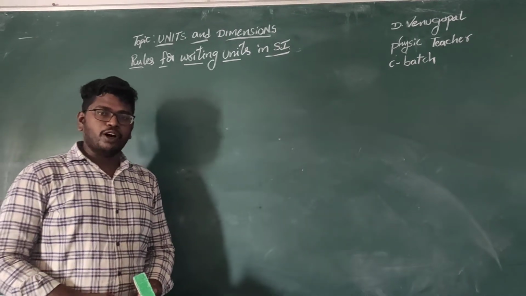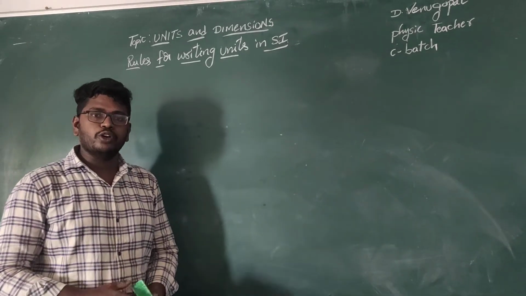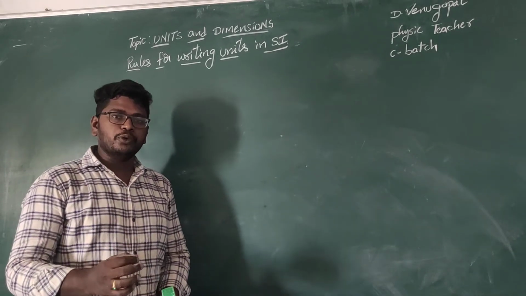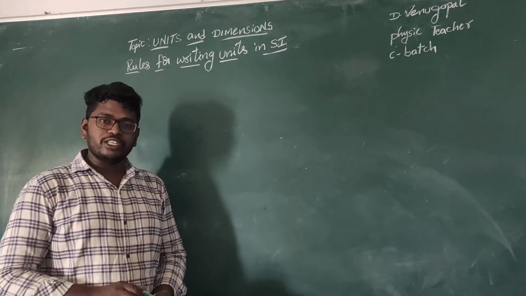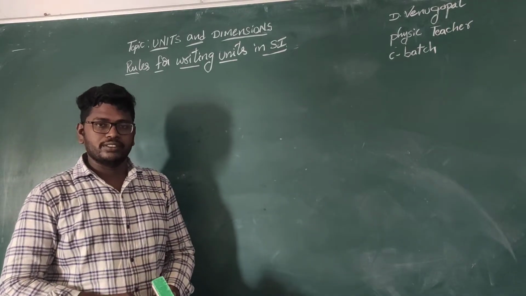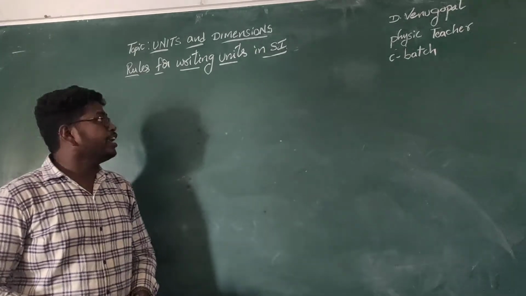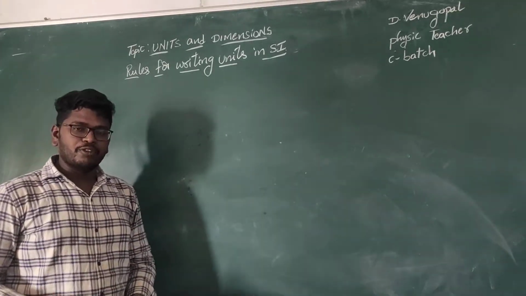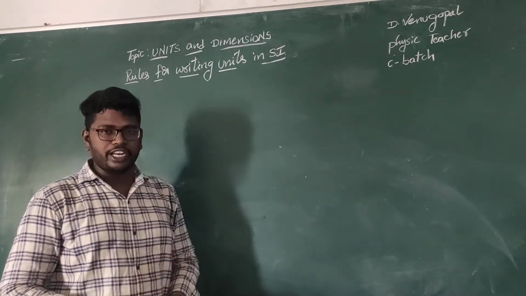In previous classes, part 1 and part 2, we have discussed units and dimensions. In part 2, we discussed up to SI units of fundamental quantities, derived quantities and supplementary quantities. Today we are going to discuss the rules for writing units in SI. Whenever we are writing units, we have to follow some rules and regulations.